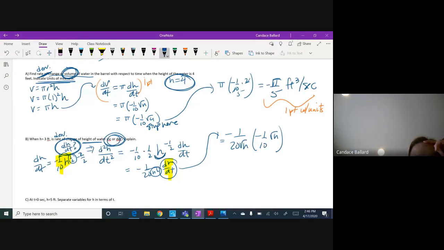And then we haven't actually found it when it is 3 yet, right? No, we need to talk about increasing, decreasing. Okay, so before I even do that, look at what happens here. This h is in the numerator, this h is in the denominator. It's like that. I got -1/20th times -1/10, which is 1/200.